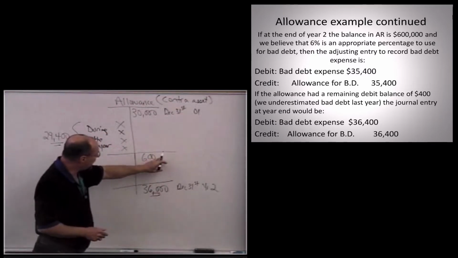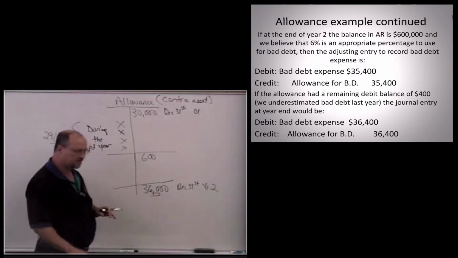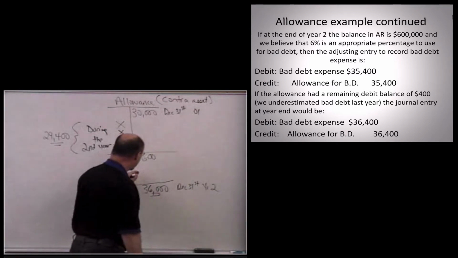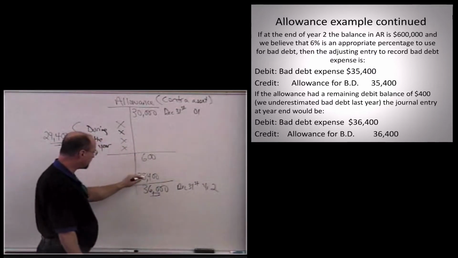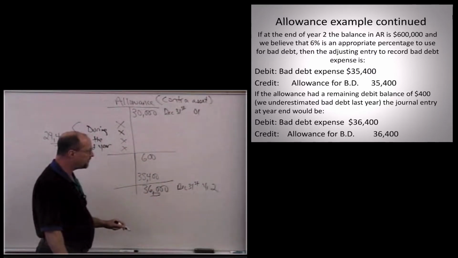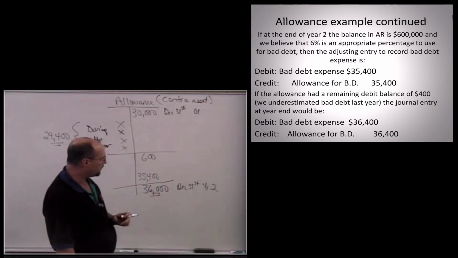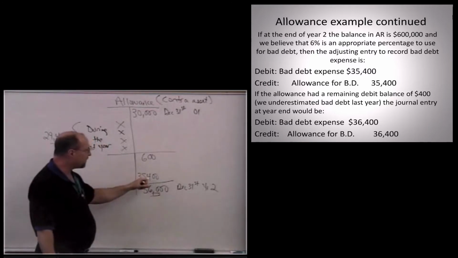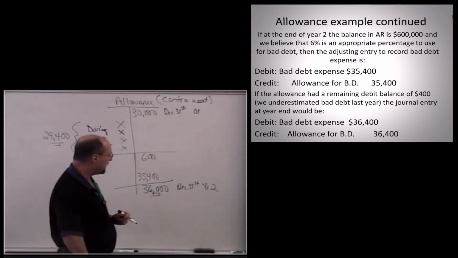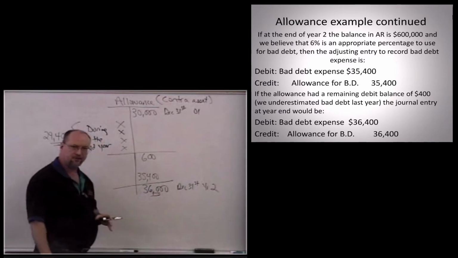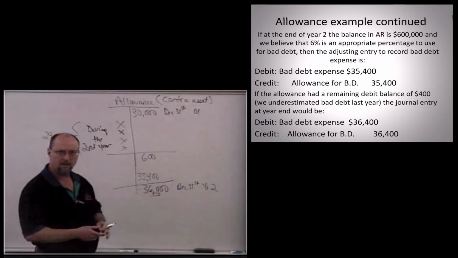If I have a $600 remaining credit balance and I want to end up with a $36,000 credit balance, then my adjusting entry is $35,400. 600 plus 35,400 gives me 36,000. So my adjusting entry is debit bad debt expense 35,400, credit the allowance for bad debt 35,400. Okay? Bad debt expense goes on the income statement. My allowance now reflects 36,000, which is what I believe the appropriate balance is at the end of year two, and all is well.